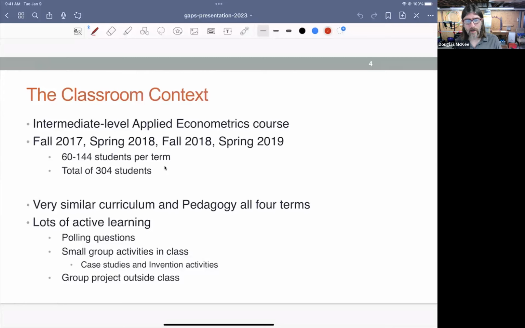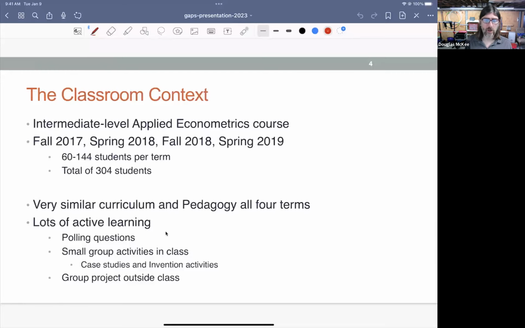The classes range in size. They're all medium size, so none of them are small and none of them are really big. That's between 50 and 150 students. And our sample is the 304 students for which we have all the demographic data, all the assessment data, all the survey data that we want. It's a pretty big chunk of the total number of students that were registered in these classes. So it's not actually a very weird selected sample at all.